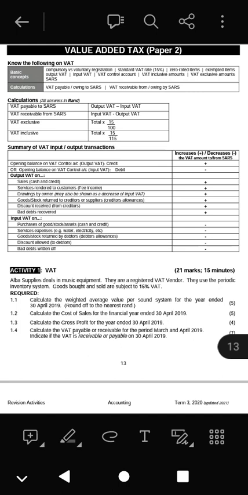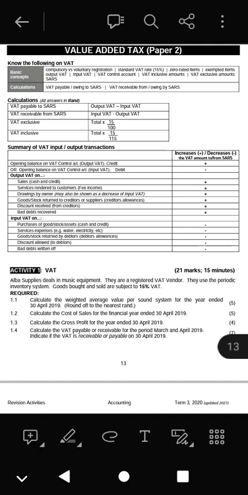What does that mean? When we say VAT exclusive, it means that the amount that you have been given does not have any VAT calculated. When you say VAT inclusive, it means that the amount actually includes VAT.